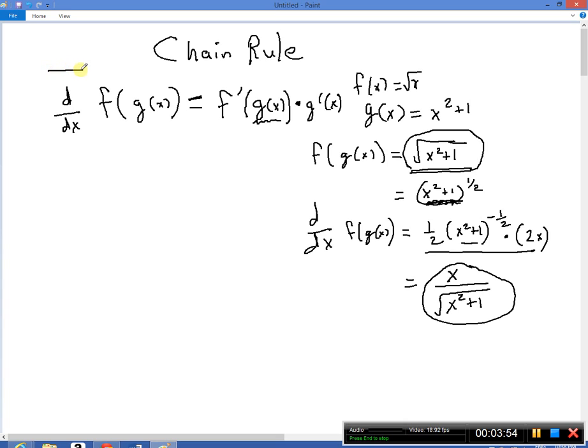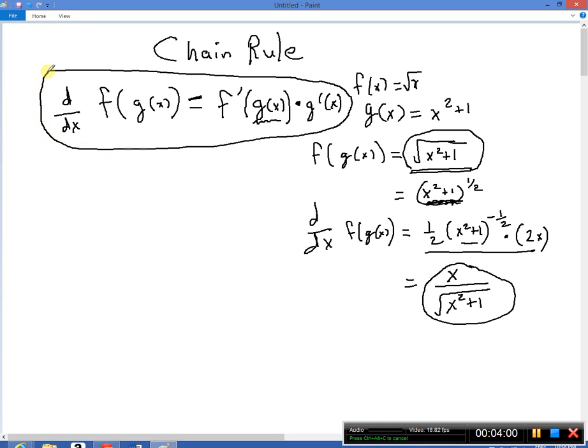So the chain rule says just this. In words, it says if you want to take the derivative of a composite function, a function of another function, the answer is the derivative of the outer function, plug in whatever you had, but then you've got to multiply by the derivative of what's inside.